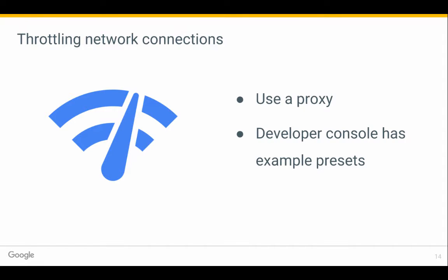Throttling network connections. To achieve this, Nick and I actually used a proxy. There was no way to set this up programmatically in the WebDriver, but you can easily do it through a proxy, and we had really great results doing this. And the developer console does have example presets, so when you select 3G, it'll say what the bandwidth is and what the latency is and round trip time, things like that to help you get started with your settings.